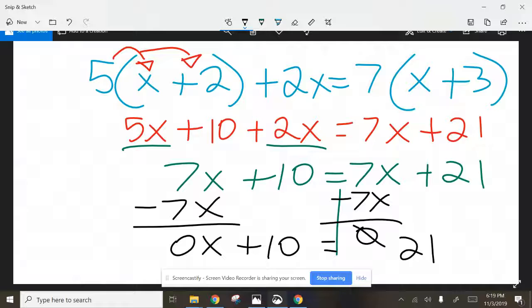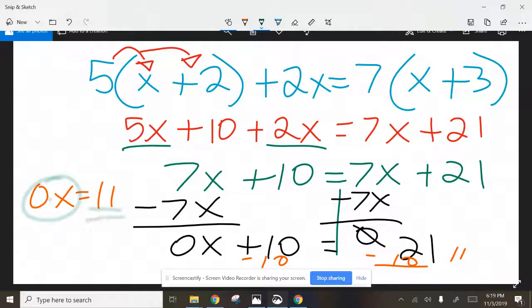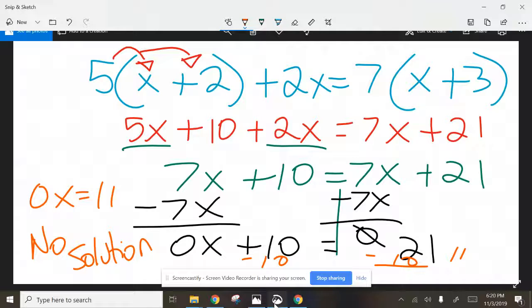Okay? And then your last step would be you subtract 10 from both sides. This would be 21 minus 10, 11. So I'm going to move it on this side. You would have 0x equals 11. And I would always ask the kids, well, what times 0 is going to equal 11? Well, nothing times 0 is going to equal anything but 0. When you multiply something by 0, it's going to be 0. And if this isn't 0, which it's not, it's 11, then your answer becomes no solution. Anything that's 0 times a number equals 11, that becomes no solution.